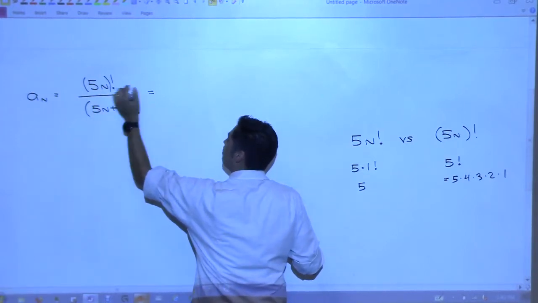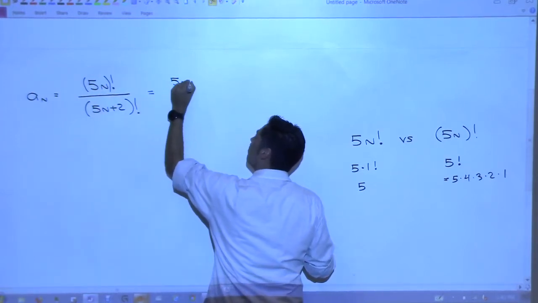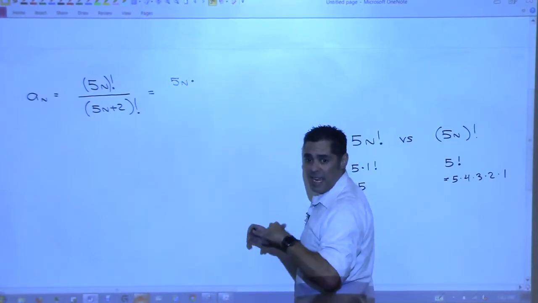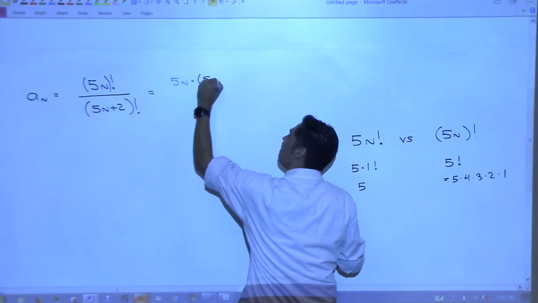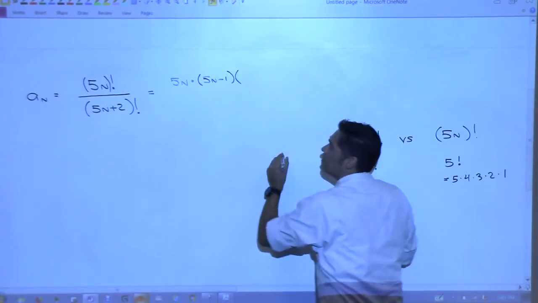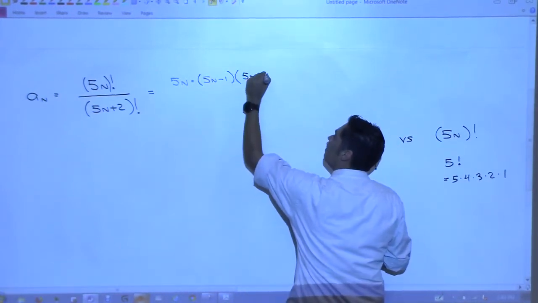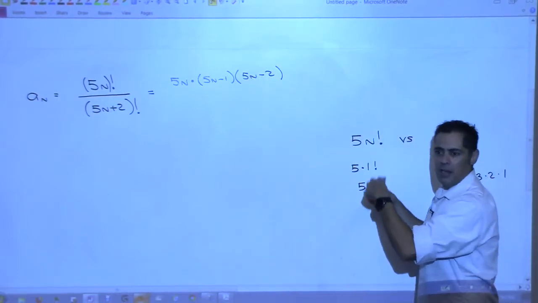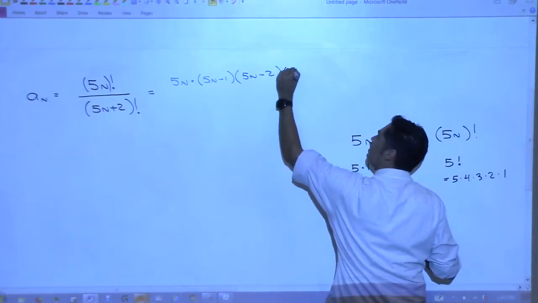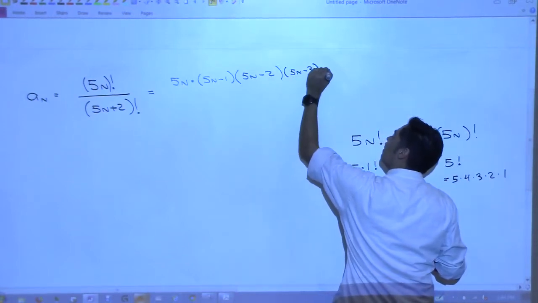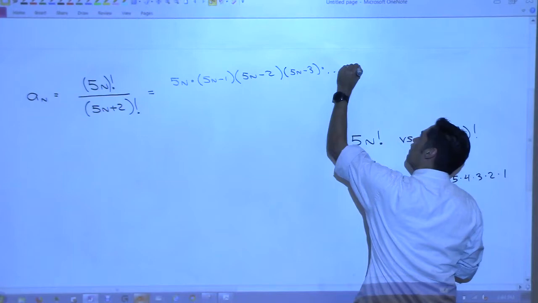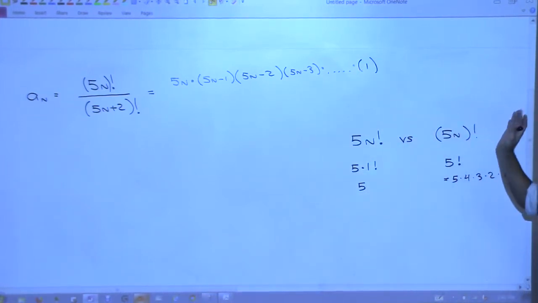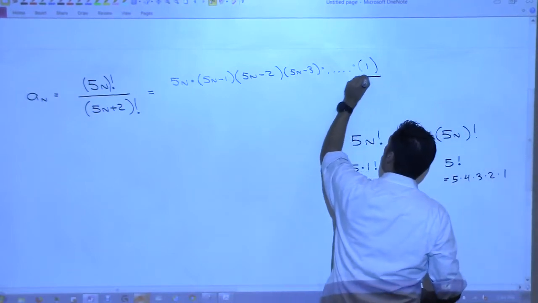5n factorial really means 5n times what? 5n, but then take 1 away. So 5n minus 1. And then times 5n minus 2, right? And then 5n minus 3 and 5n minus 4, right? And we're going to continue this, dot, dot, dot, times, and then until we get down to 1, wherever that is, down the line. Now, what about this one right here on the bottom?